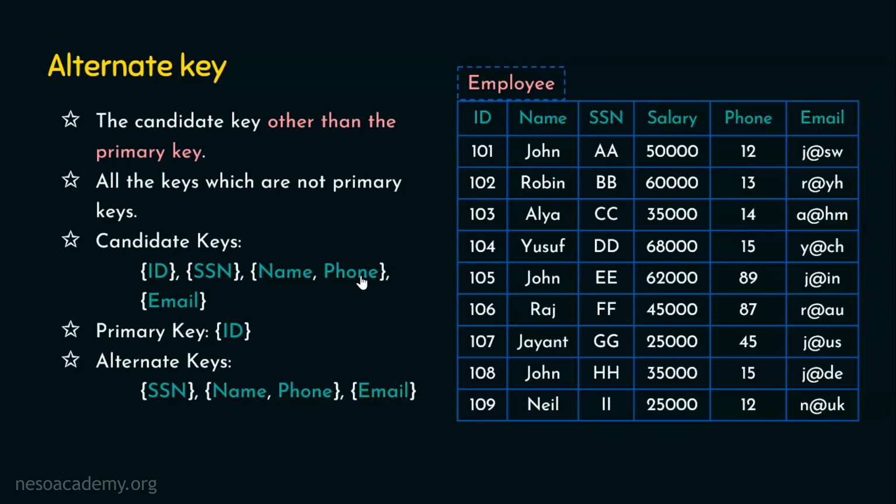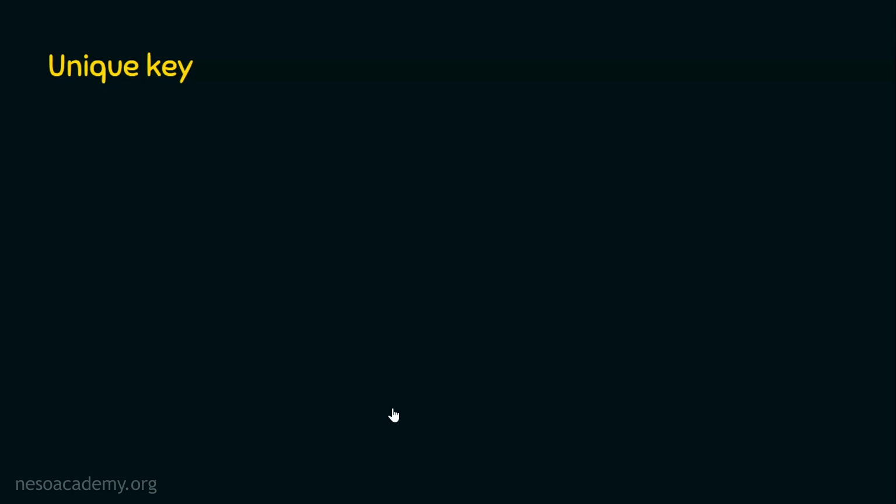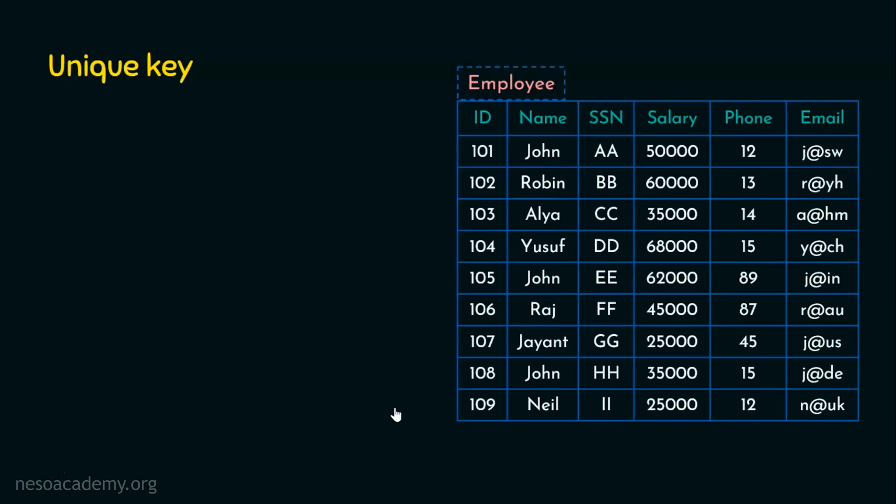SSN, name and phone number, and email. So we are done with the alternate keys. Let's now focus on the next key, the unique key. See, there are situations where we may need to choose a key that is unique in terms of values, but it can also have null values. In that case, we are calling that a unique key.